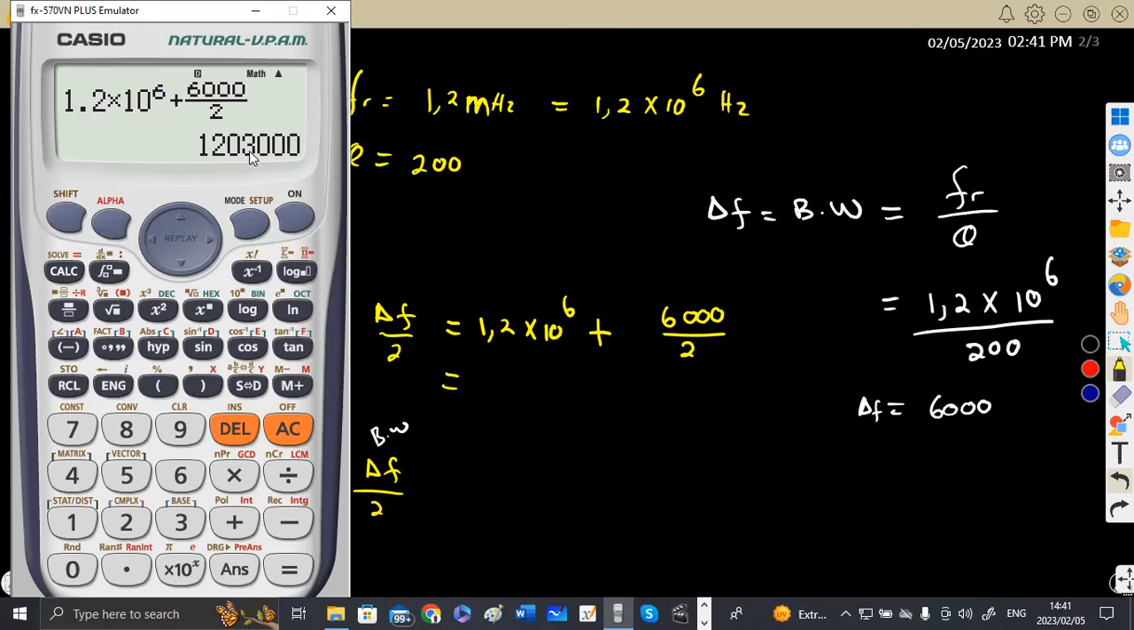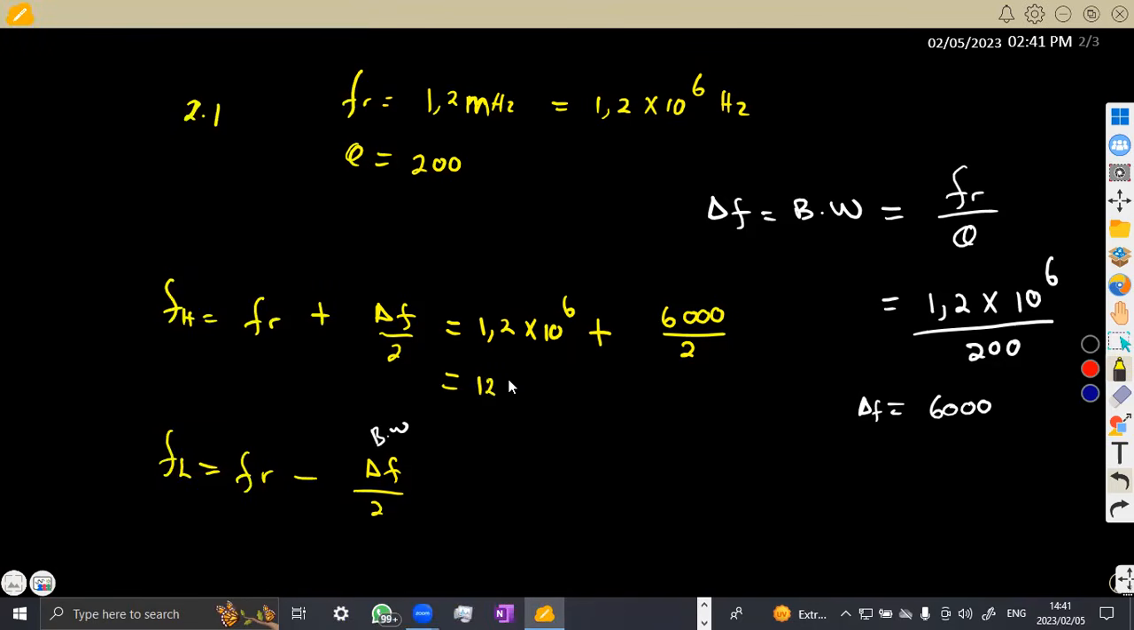So the answer that we are obtaining here, because this is frequency, we can convert to megahertz, or you can convert to kilohertz, depending on what you want to have. Okay, let me just write it down so that we can do the conversion later on. That's 1, 2, 0, 3, then we've got 3 zeros like that. So it depends on the conversion that you want to do.